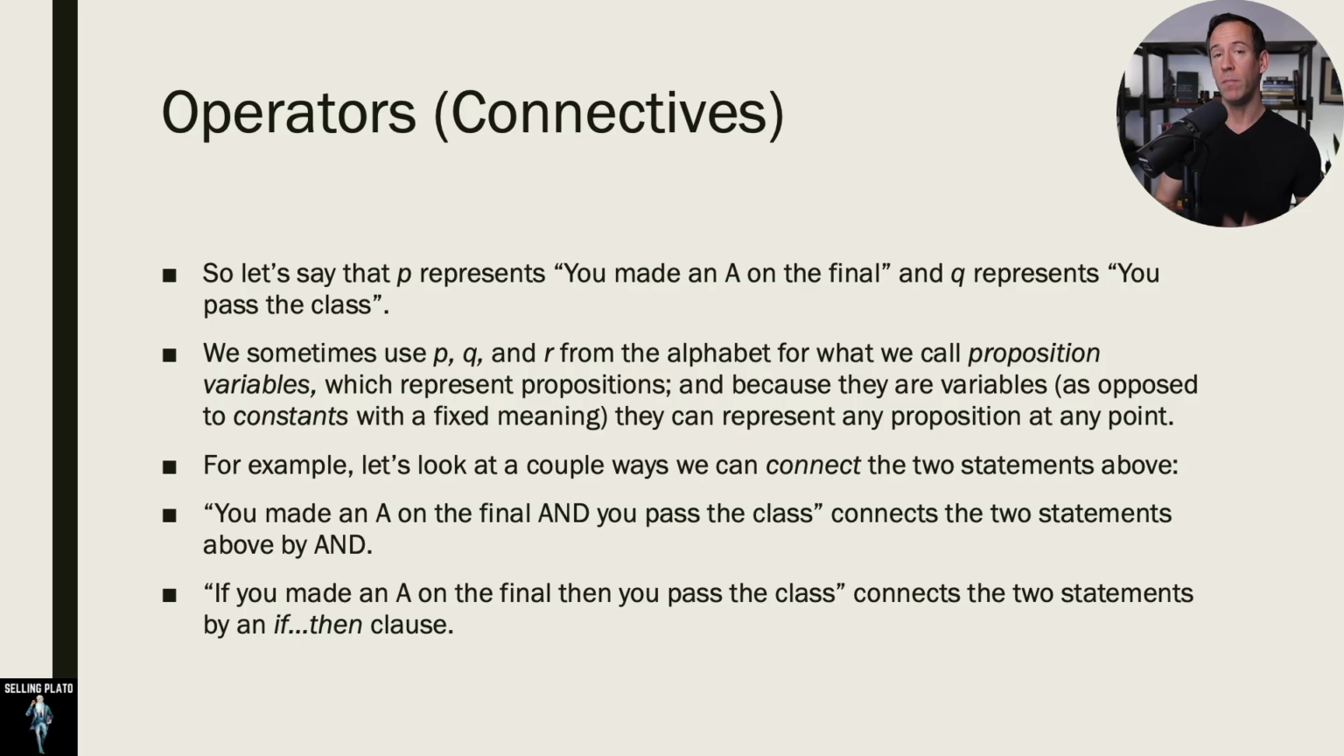Here's one. If you made an A on the final, then you pass the class. That's going to be a different kind of connection between the one sentence and the second sentence, right? It connects the two statements that we've already seen by an if-then clause. So we had a stock of a couple sentences: you made an A on the final, we'll represent that by P, and you pass the class, represent that by Q. We can connect them in a couple different ways that we've seen. We can connect them through "and," and that's going to mean something. And we can connect them through an if-then clause, and that's going to mean something different, right?